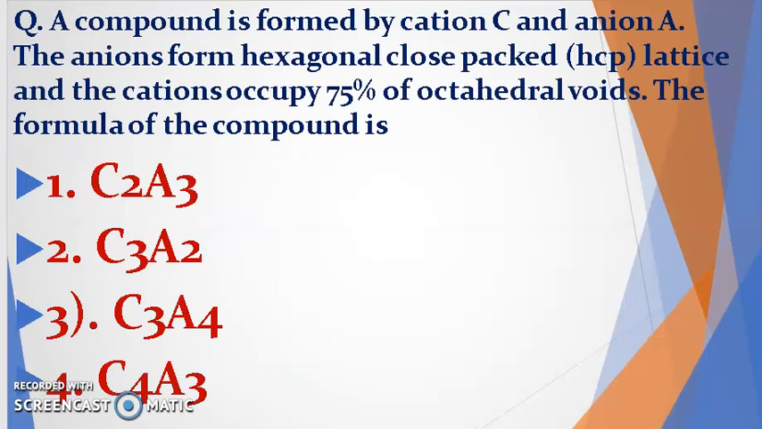Okay, see the next question. A compound is formed by cation C and anion A. The anion forms a hexagonal close-packed, that means HCP lattice, and the cation occupies 75% of the octahedral voids. The formula of the compound we have to calculate, right? So the anions form the HCP lattice, and the cation occupies 75% of the octahedral voids. We have to find out the compound.